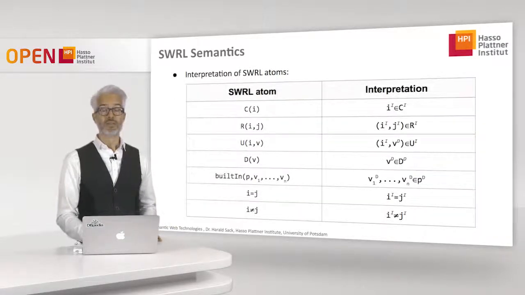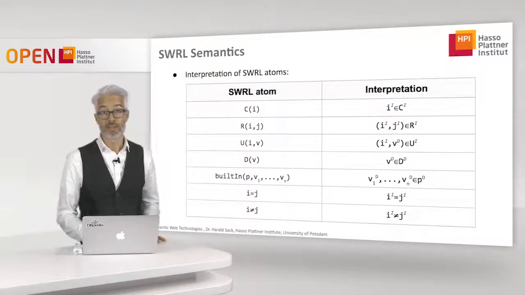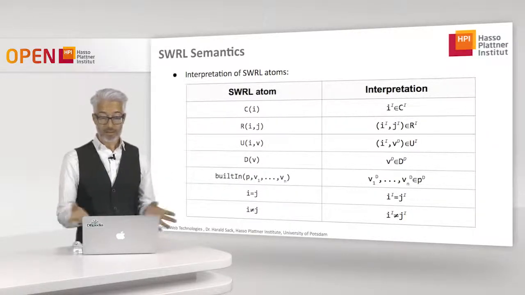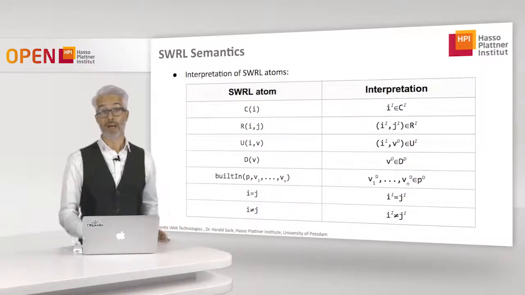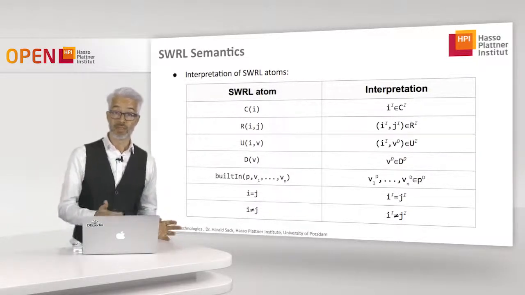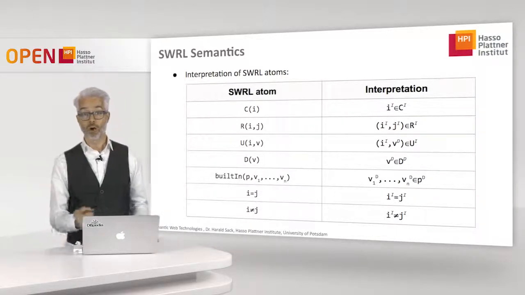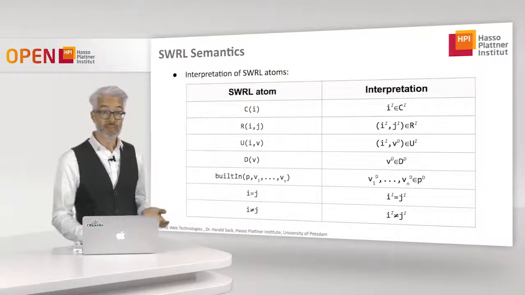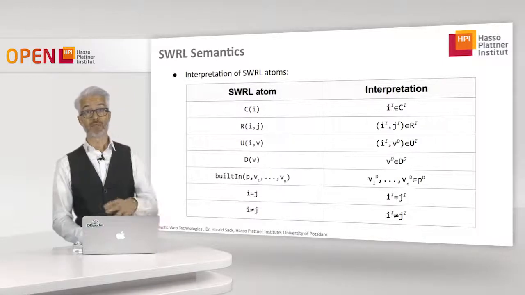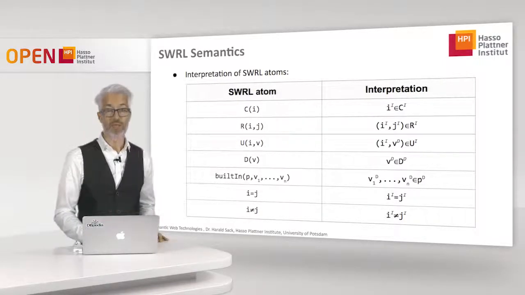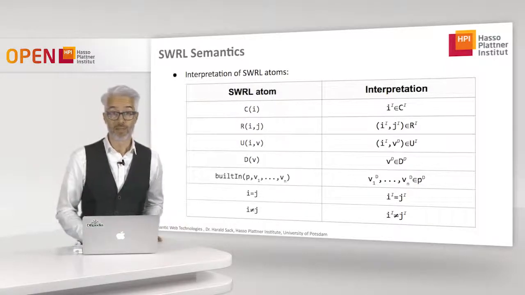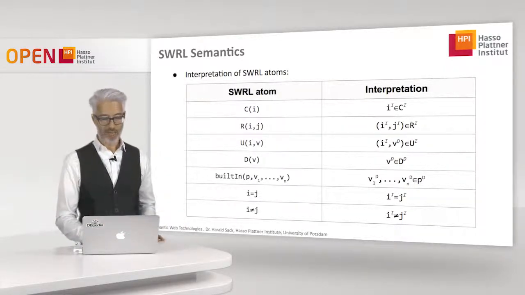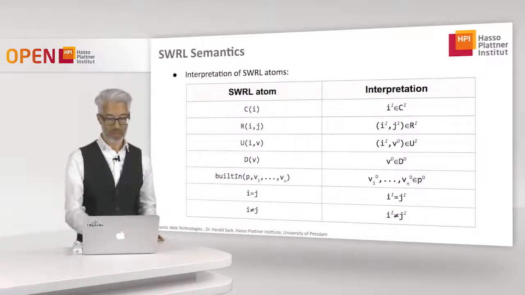So what about the SWRL atoms? Here you see the interpretations for the SWRL atoms, and this is straightforward. If the individual I is of class C, then the interpretation of I, the individual I, is an element of the interpretation of the class C. And it works the same way for object properties, for data type properties, and for data type definitions. Then you have here the built-in functions, the same as and the different from expression. So this is how we define a simple SWRL semantics.